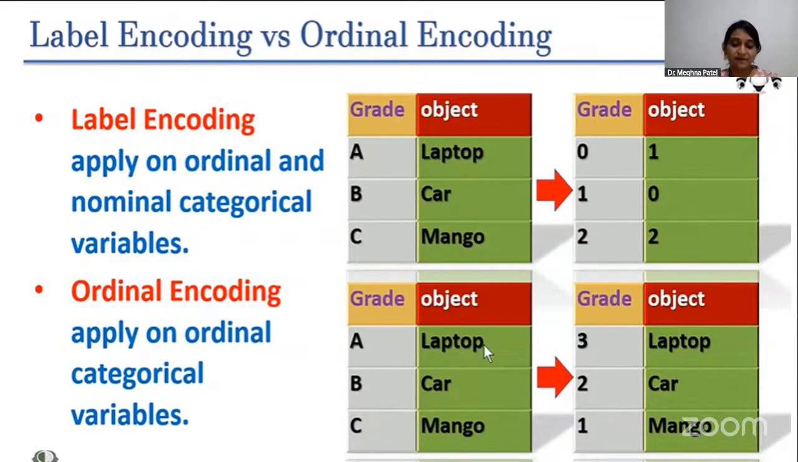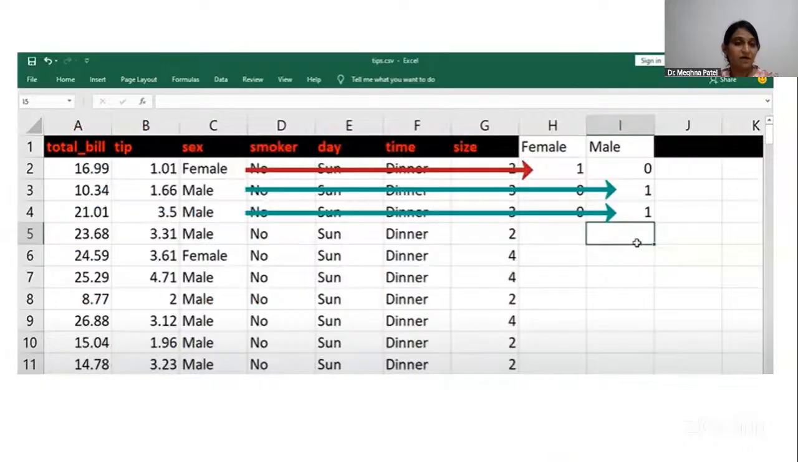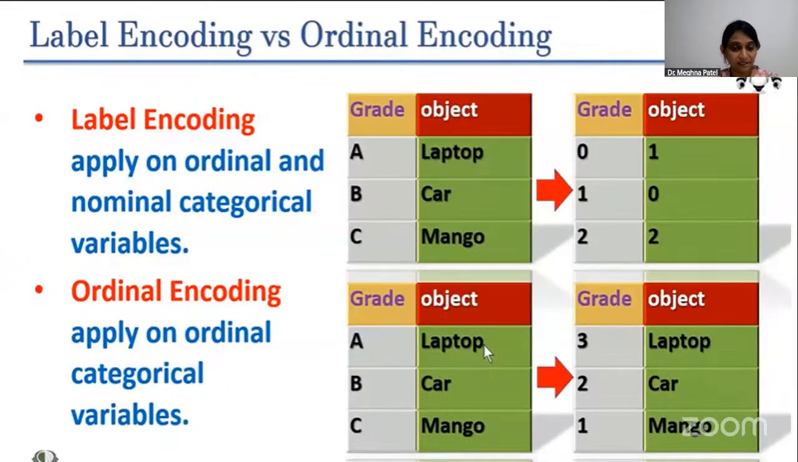Now, label encoding versus ordinal encoding. What do we mean by label encoding? One is one hot encoding, which converts like this. Another is label encoding and ordinal encoding. Now, what is label encoding?